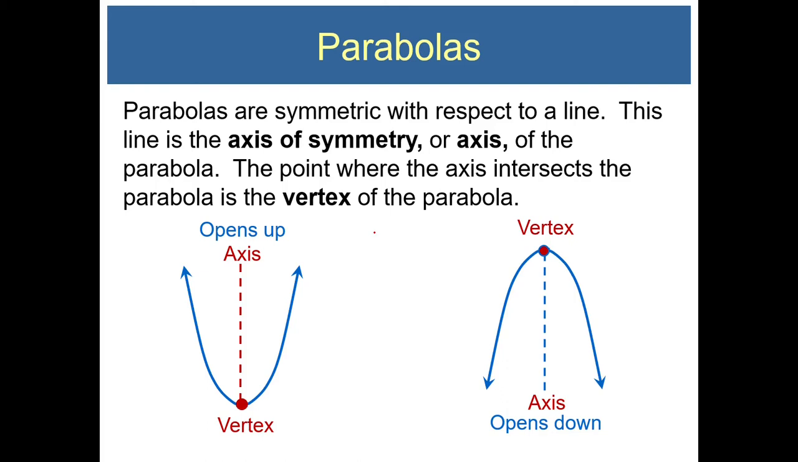Parabolas are symmetric with respect to a line. This line is known as the axis of symmetry, or the axis of the parabola. Now, if a, the leading coefficient, is greater than 0, we're going to have a parabola that faces up. If a is less than 0, we're going to have a parabola that faces down. The axis of symmetry, remember, is a mirror reflection on the other side. So if there's a point here, it's automatically reflected on the other side at the same distance from the axis of symmetry.